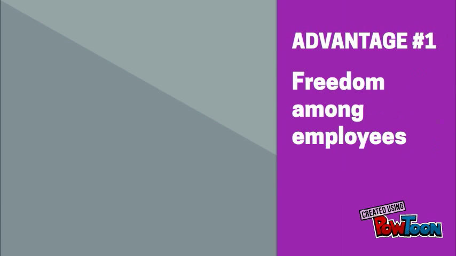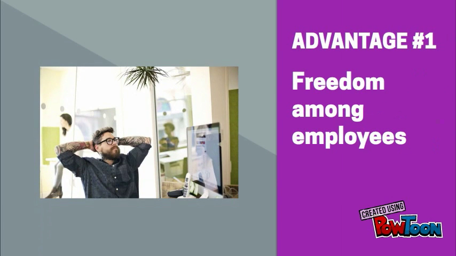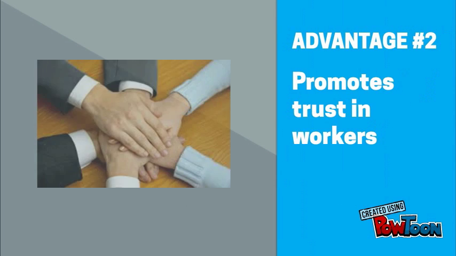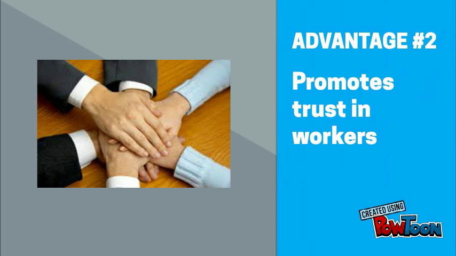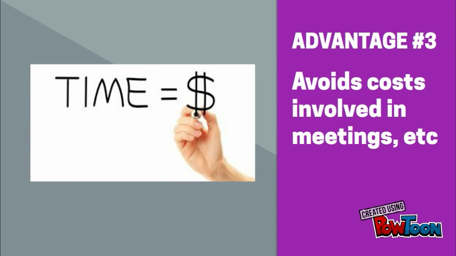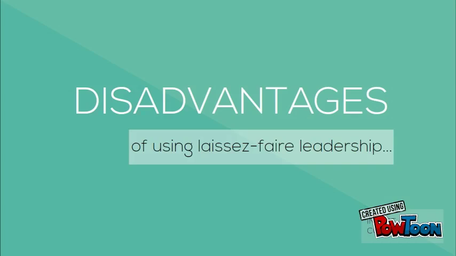This style of leadership can be effective in situations where staff members are highly capable, skilled, and motivated to work on their own. This autonomy can bring about the feeling of freedom amongst employees, which can help them feel more satisfied with their jobs. It also promotes trust in workers because they aren't constantly watched, and therefore they feel a lot more responsibility. As a result, the business avoids the cost involved in some measures, such as the opportunity cost.